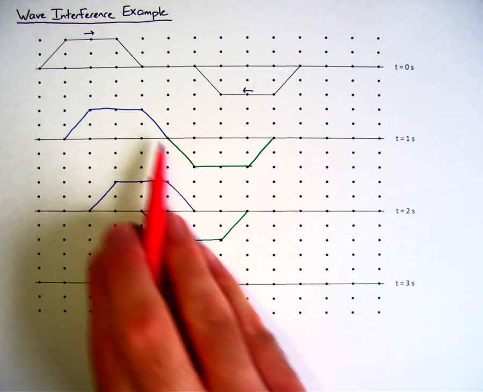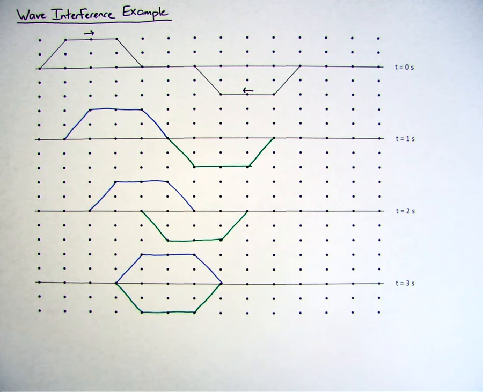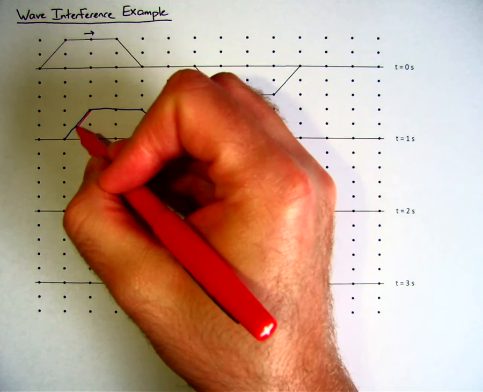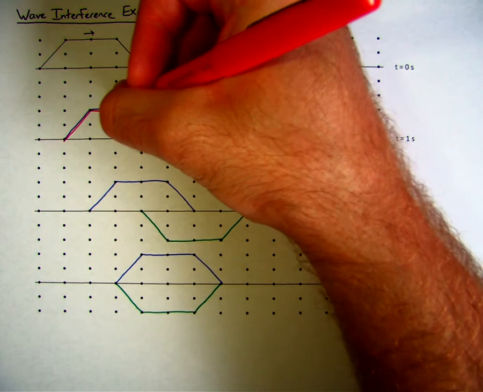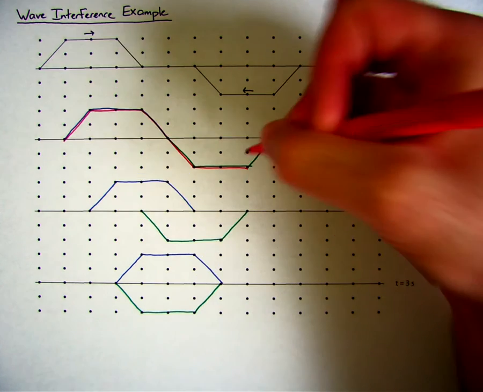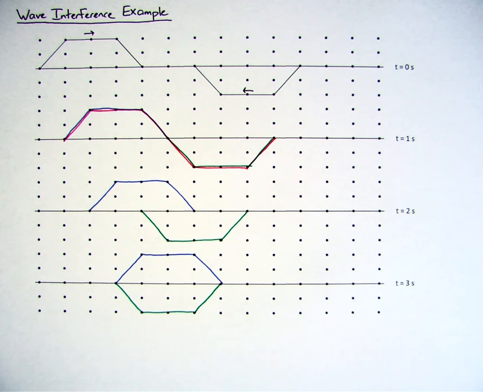So for the first one, you'll see exactly what you see up here. For the second one, at time is 1 second, I'm just going to draw in the parts that are not overlapping. In fact, this whole thing is not overlapping. So what you'd actually see would be the entire waveform. So let me just draw in red here the entire wave.